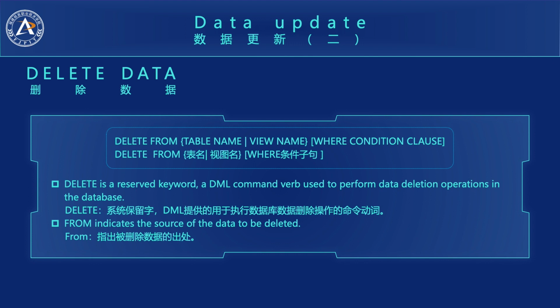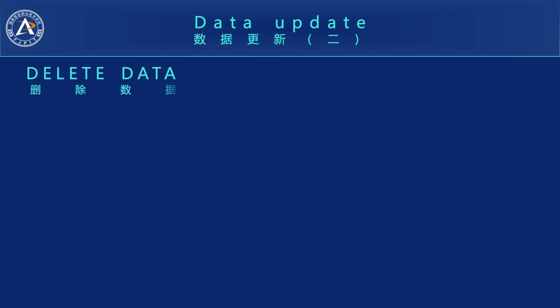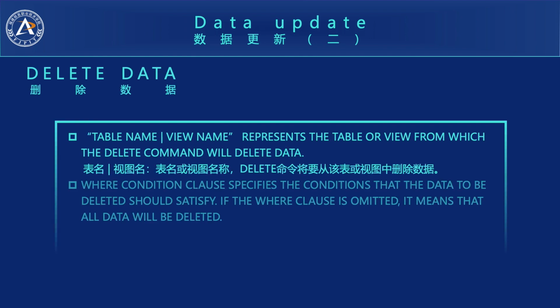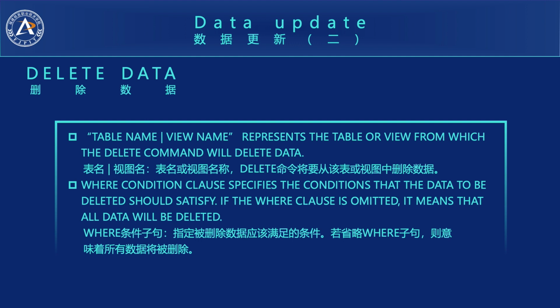Delete is a reserved keyword, a DML command verb used to perform data deletion operations in the database. From indicates the source of the data to be deleted. Table name | view name represents the table or view from which the delete command will delete data. Where condition clause specifies the conditions that the data to be deleted should satisfy. If the where clause is omitted, it means that all data will be deleted.